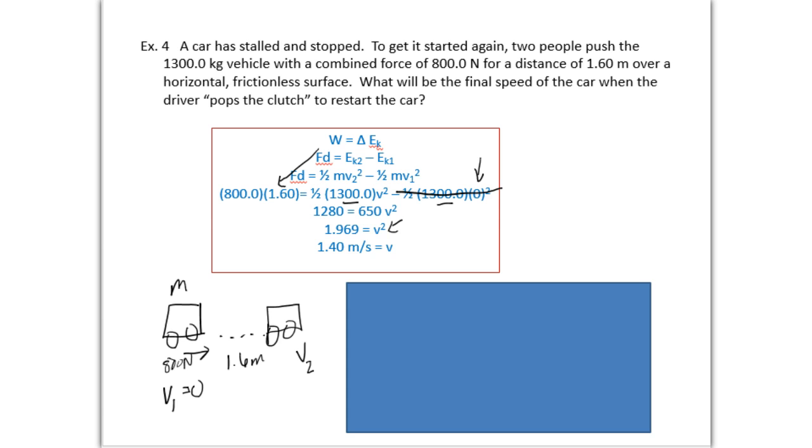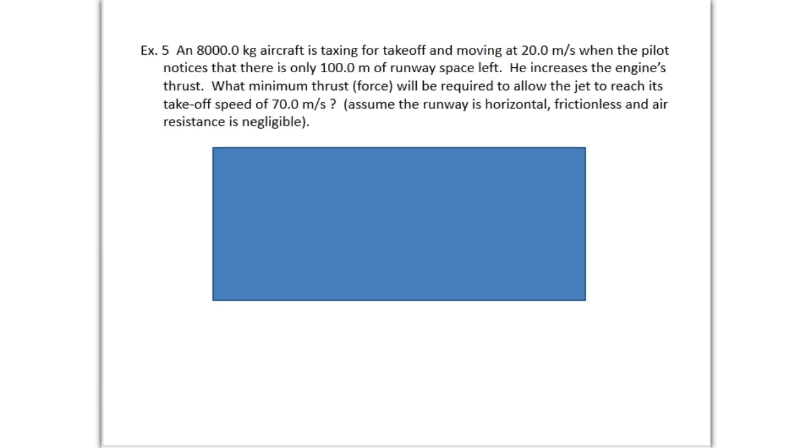Okay, there's one last example. It says an 8,000 kilogram aircraft is taxiing for takeoff, moving at 20 meters per second when the pilot notices there's only 100 meters of runway space left. He increases the engine's thrust. What minimum thrust, and that will be force here, so what minimum force will be required to allow the jet to reach its final takeoff speed of 70 meters per second? And again, the condition that has to be met for this example is a horizontal, frictionless surface, and we're not going to consider friction, which in this case for an aircraft would be air resistance.